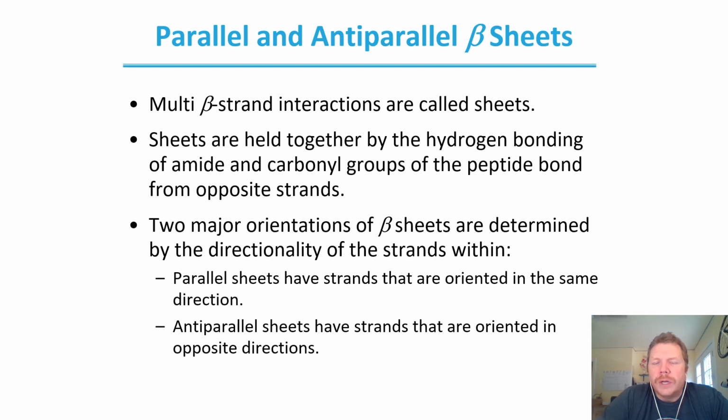Two major orientations of beta sheets are determined by the directionality of their strands within, and they are parallel and anti-parallel. Parallel sheets have strands that are oriented in the same direction. That might seem a little bit weird because it's like, how do we envision this? And we've got some examples in just a moment.